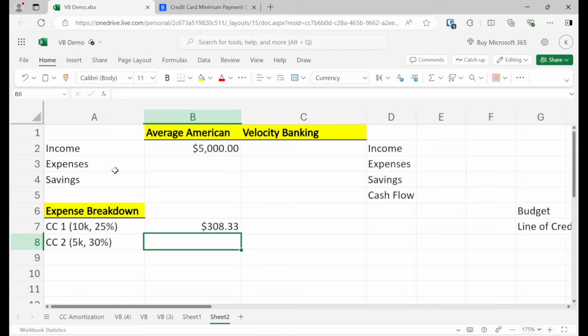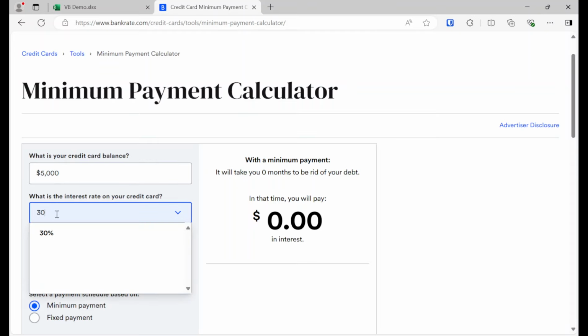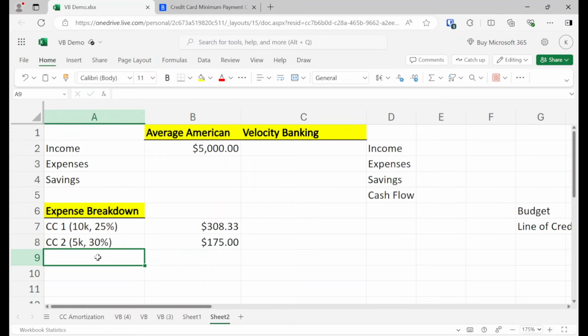Okay, all right, so 308.33, and then we'll say this one is 5K at, we'll say 30%, right? I think I have some cards that are 30%. So we'll say 5,000 and then 30 and 175, right? So you can see 175, you just type it in. And then for amortized loans, right?